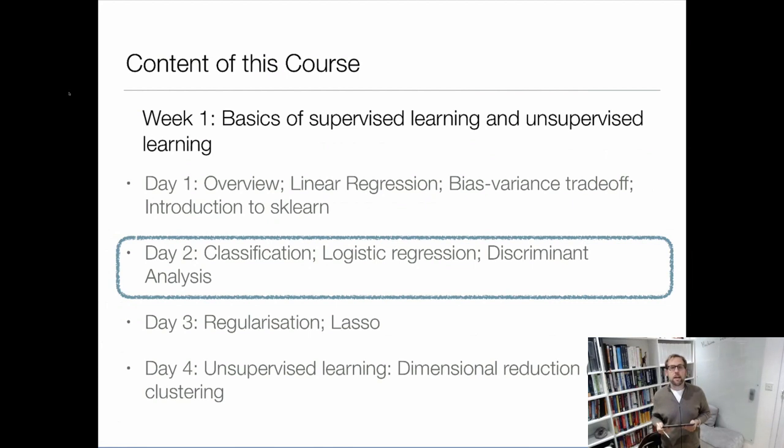It could be something like 0 and 1, false and true. Does the patient have cancer or no cancer? Is this email a spam or no spam? In general, it can also be a multi-class classification. You can classify digits being 0, 1, 2, 3.